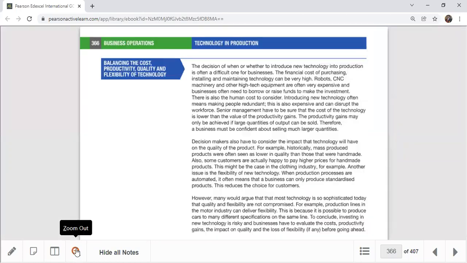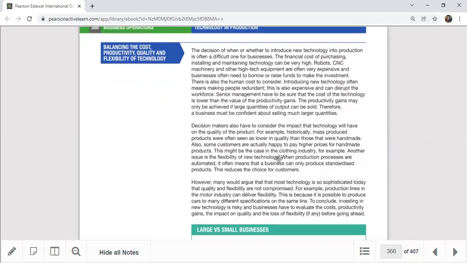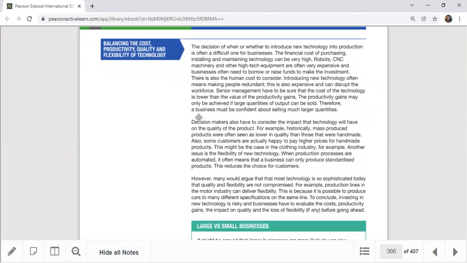Before that, we'll go through a small part on how to balance the cost, productivity, quality, and flexibility of technology. This is a really important decision, the balancing part. Right, Devin, can you read that paragraph? Yes, balancing the cost, productivity, quality, and flexibility of technology.